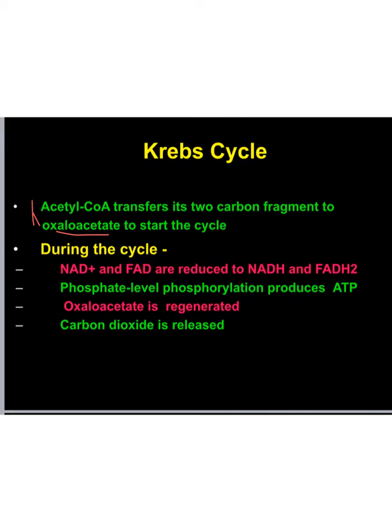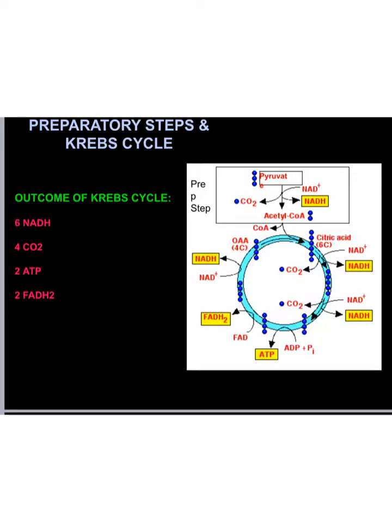During the cycle, we're going to make some more NADH, some more FADH2, some more ATP, and some carbon dioxide, again what the plants are going to use, and this is a cyclical cycle. So the last step of this cycle regenerates oxaloacetate so that the cycle can repeat itself over and over and over again. So we'll talk a little bit about that.